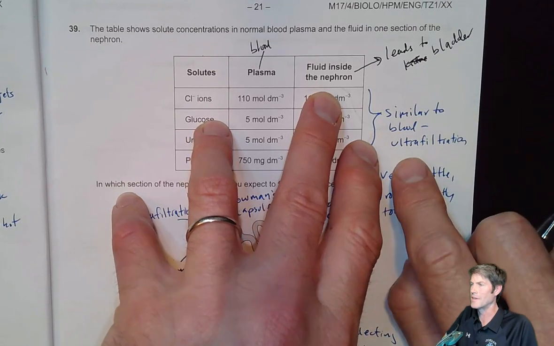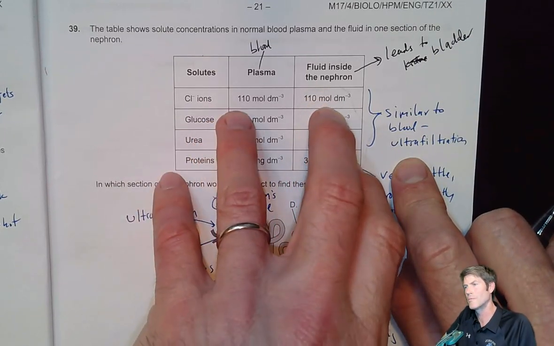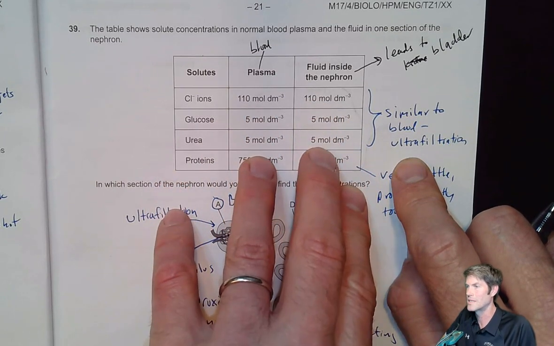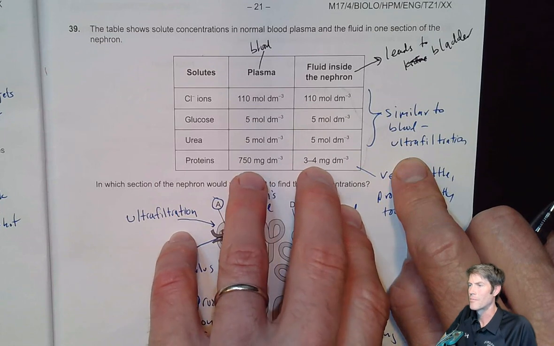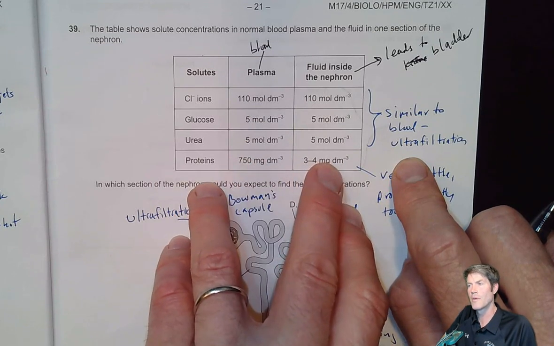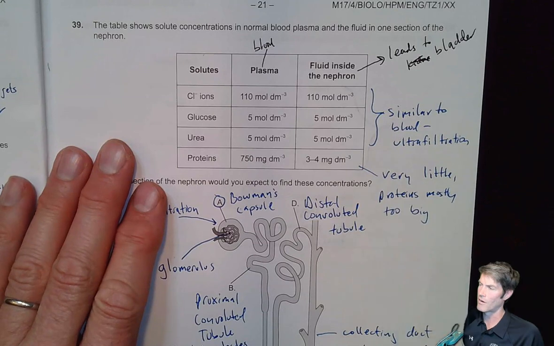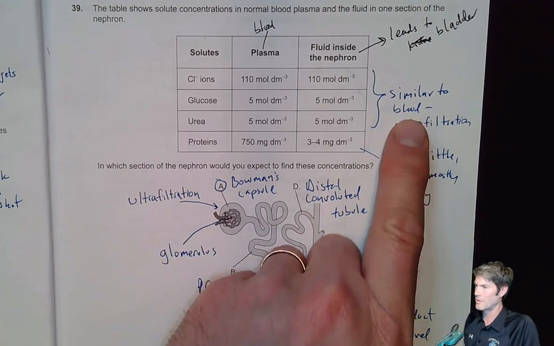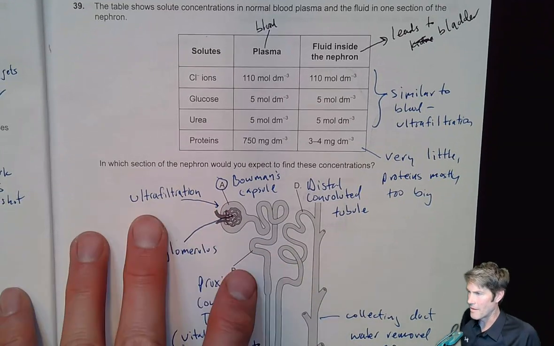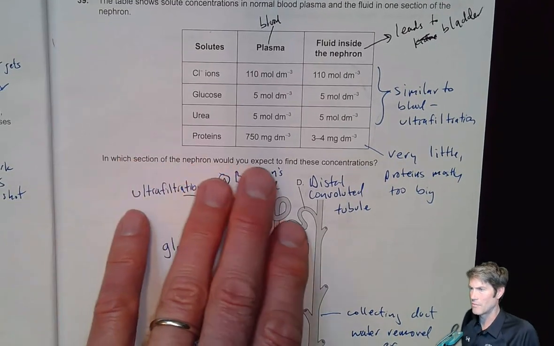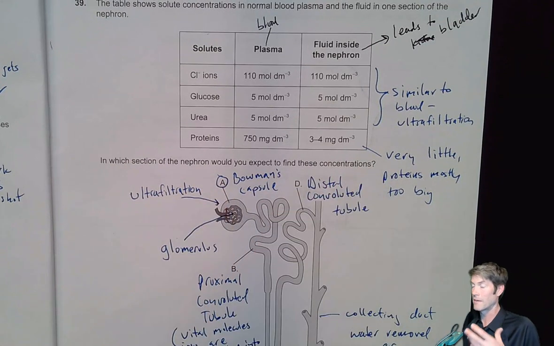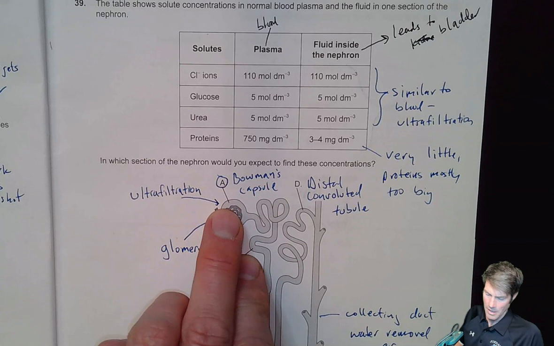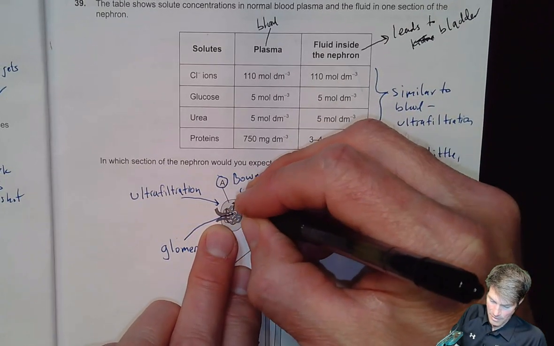So this is going to be leaving stuff here. If it stays here, it's going to be leaving your body. So the chloride ions are the same. Glucose, the same. Urea, the same. Proteins, still not very much protein. Most of those proteins are in the blood, so very little, but similar to blood. And the question is, which section would you expect to find these concentrations? That would be in the Bowman's capsule, because this is where everything is coming out of your blood.